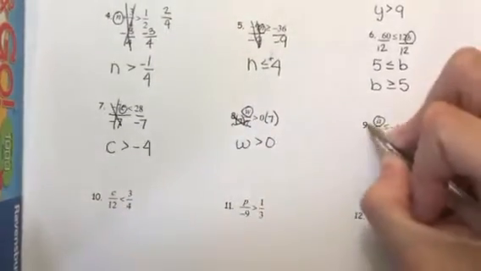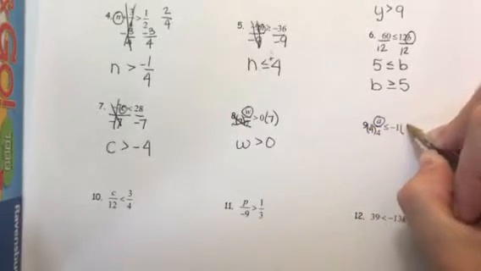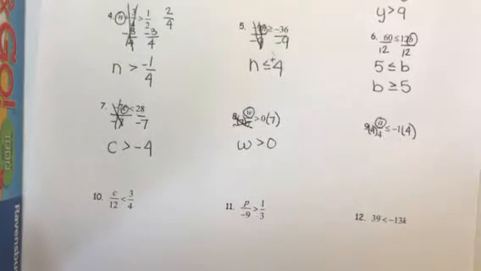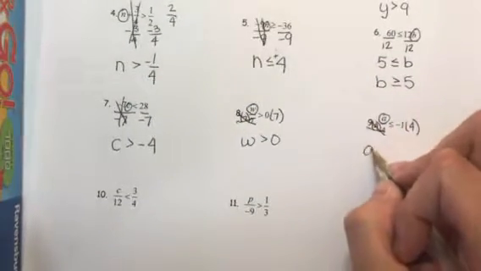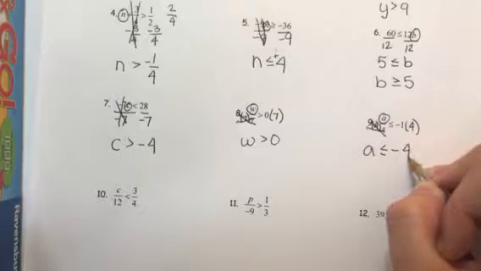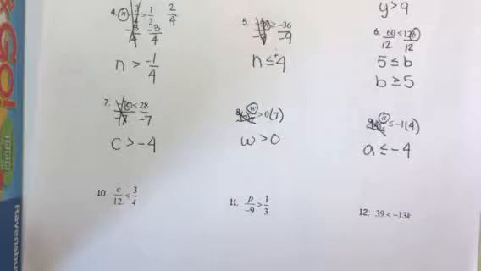Number 9, to get a by itself, we are going to undo dividing by 4 by multiplying by 4. Okay, there is a negative in this problem, but it's not what we're moving, so we do not want to flip the sign. And we will get a is less than or equal to -4.